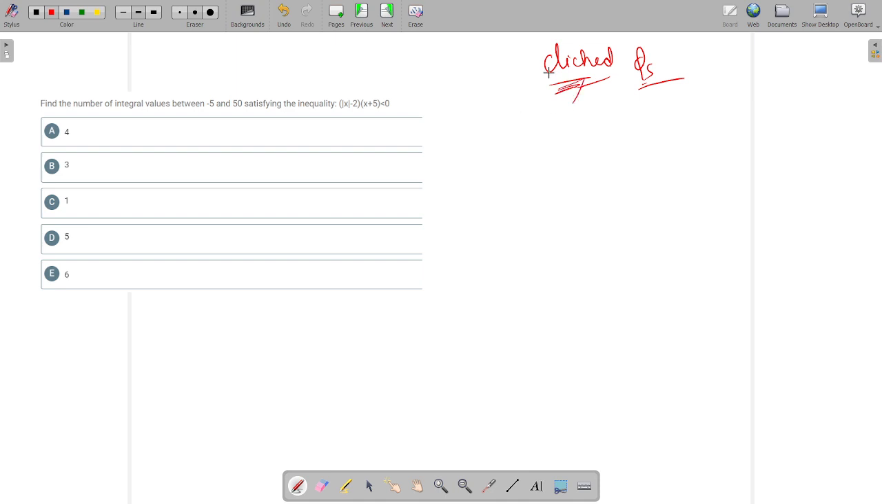Don't mind the spelling if it is correct or wrong, I don't know. Okay, anyway, simply break the mod in two cases, x greater than or equal to 0. Okay, so wavy curve, x minus 2, x plus 5 less than 0. Okay, so this will be from minus 5 to 2.